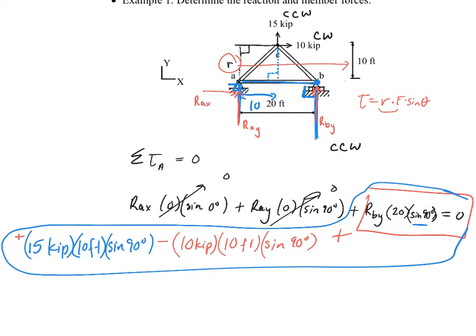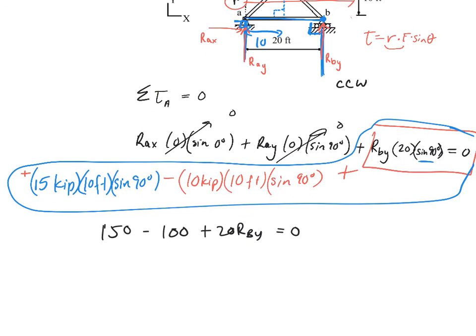Sure. You could also just multiply the numbers because the numbers are pretty easy, right? It's 15 times 10 is 150 minus 100 plus 20 RBY equals 0. Okay, it's going to be 50 then, right? Equals, and I'm going to move the 20 RBY over. Just makes sense to do it all in one step. 150 minus 100 is 50 there.